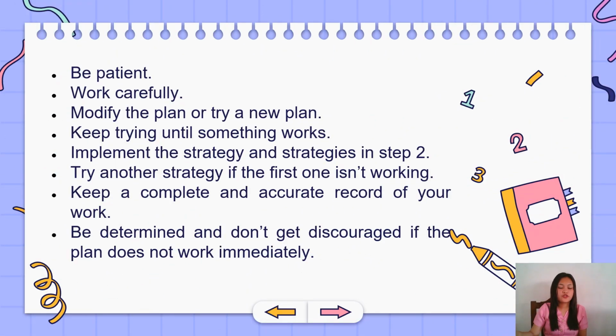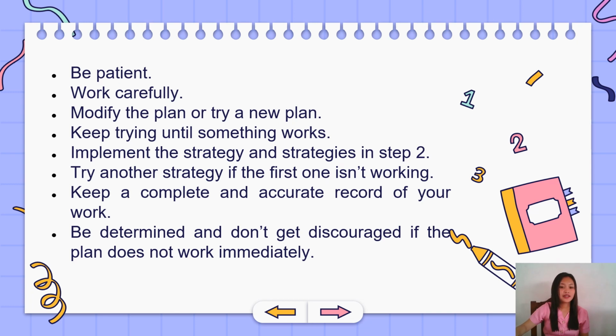These are also the things that we need to consider, or reminders for us, in carrying out our plan. First, we must be patient. Second, work carefully. So di tamhag dinanghag. Third, modify the plan or try a new plan. Fourth, keep trying until something works. So try lang yun until we find the correct one. Fifth, implement the strategy or strategies in step 2.